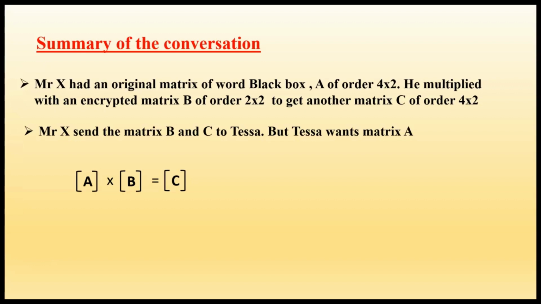A into B, we got matrix C, and B and C are known to Tessa. So A is obtained by taking the inverse of B and multiplying it with C.